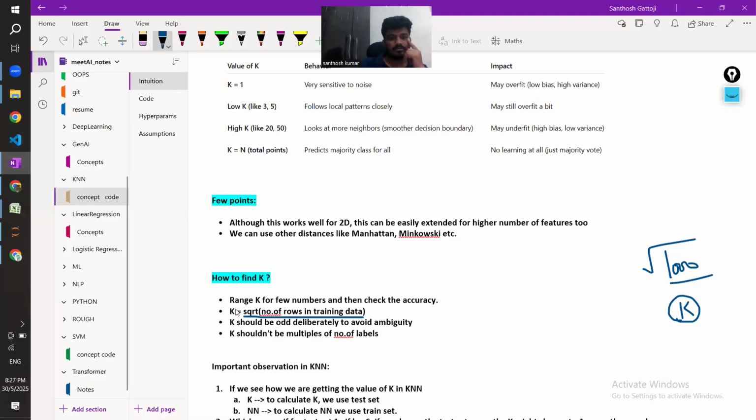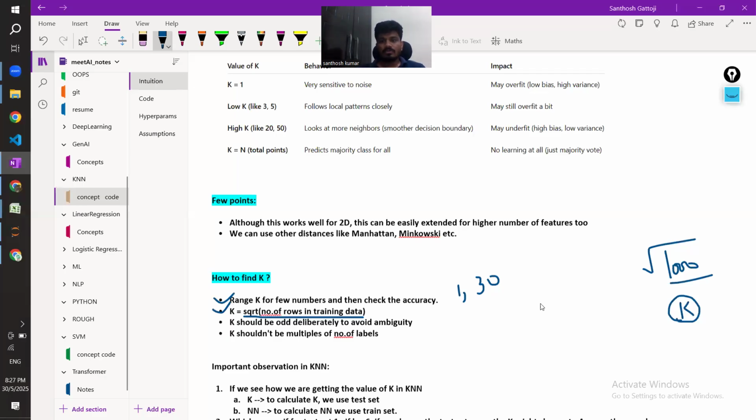So one is the range: you can go with a range of values from 1 to 30, do the looping and find out the accuracy. Second, for simplicity, you can go with the square root. Sometimes it works. The third thing is a very interesting point: K should be an odd number, deliberately, to avoid ambiguity.